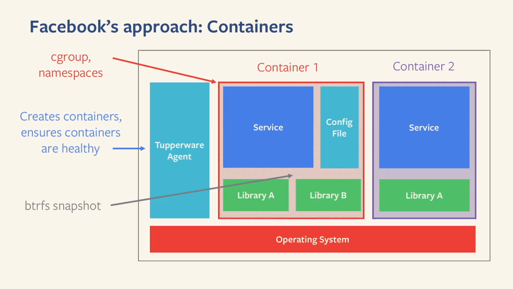On the left, you have the Tupperware agent. This is a program that's running on every machine at Facebook that creates containers and ensures that they're all running and healthy. And then to actually create the environment for your container, we use container images, and that's based on Btrfs snapshots. The protection layer we put around the container includes multiple things. This includes control groups to control resources and various namespaces to ensure that the environments of two containers are sort of invisible to each other, and they can't affect each other.